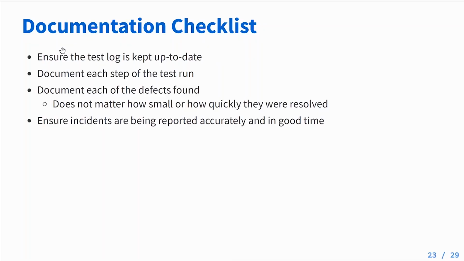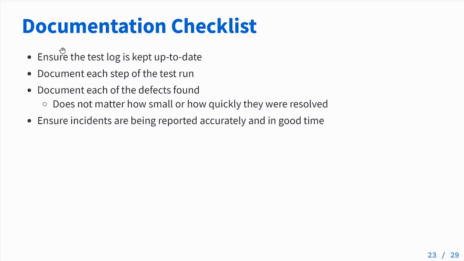For our documentation checklist, what we want to make sure is that we're ensuring the test log is up to date. We want to document each step of each test run. We want to document each of the defects and how they were found. So that's going to be things like reproduction steps, make sure that we can hit the bug and hit it recurringly. And it doesn't matter how small these bugs are, we want to make sure to document them. And the last point is going to be ensuring that the incidents are reported accurately and in good time.